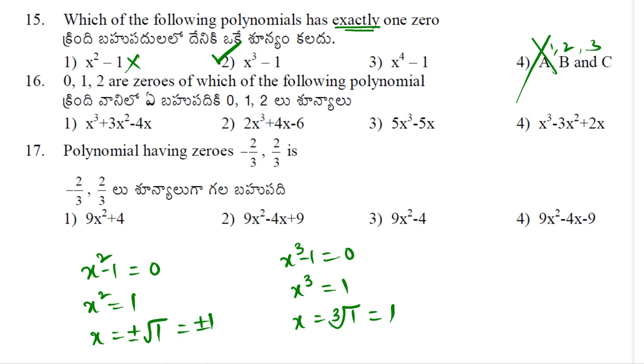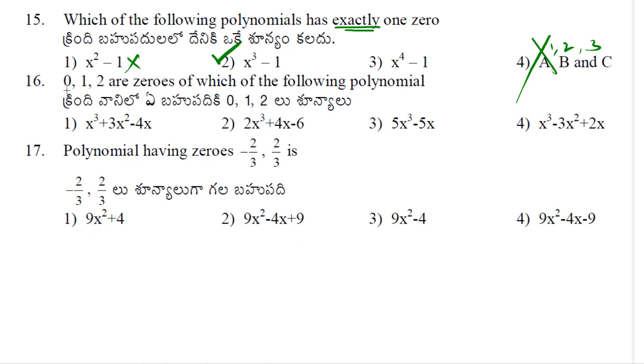Next, let us go to 16th problem. 0, 1, 2 are zeros of which of the following polynomial? Here we have 3 zeros, 0, 1, 2. Now suppose A is a zero of a polynomial, then x minus A is a factor of that polynomial according to the factor theorem. Similarly, if you take B as a zero of a polynomial, then x minus B is a factor.